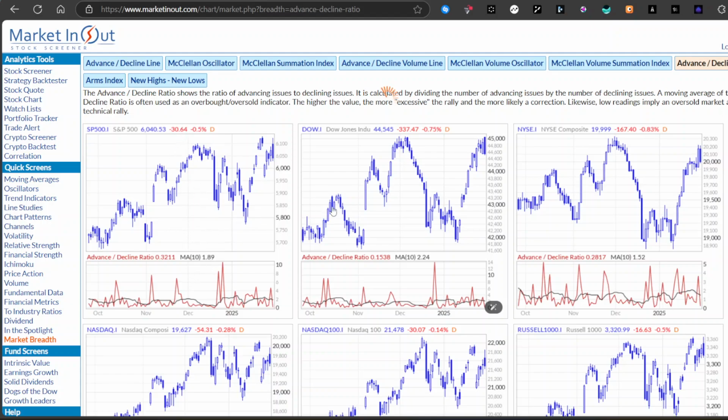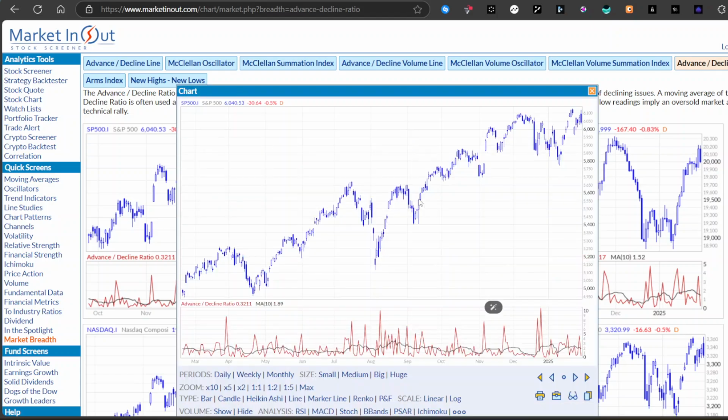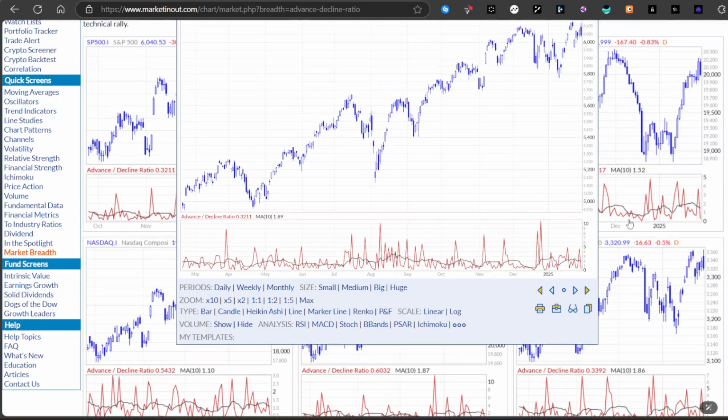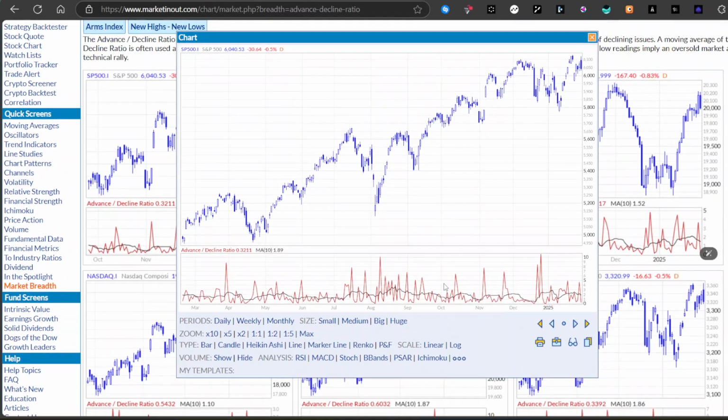As we can see, we have different charts right here, and you can see the advance decline ratio indicator. It has an indicator window of its own, showing you information about market breadth. Understanding the advance decline ratio starts with its basic calculation. Simply put, the ratio is determined by dividing the number of advancing stocks by the number of declining stocks. It's as easy as that.